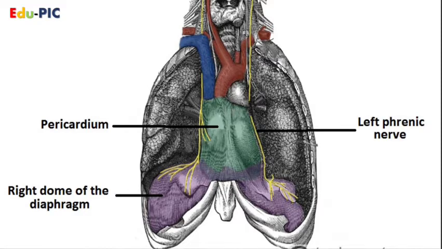This is the anatomy of the left and right phrenic nerve. I'm not going to dig into details, but this is how to imagine the course of the left phrenic nerve and the course of the right phrenic nerve.